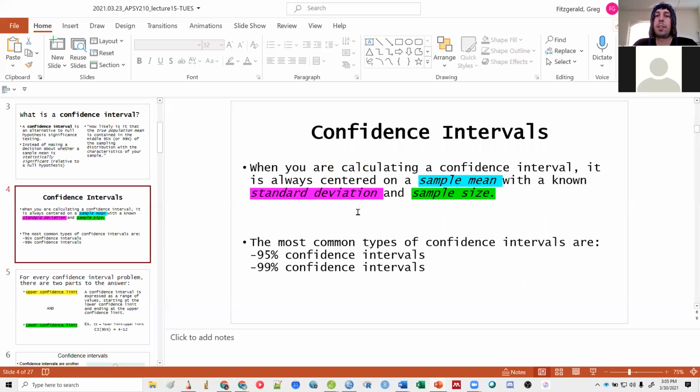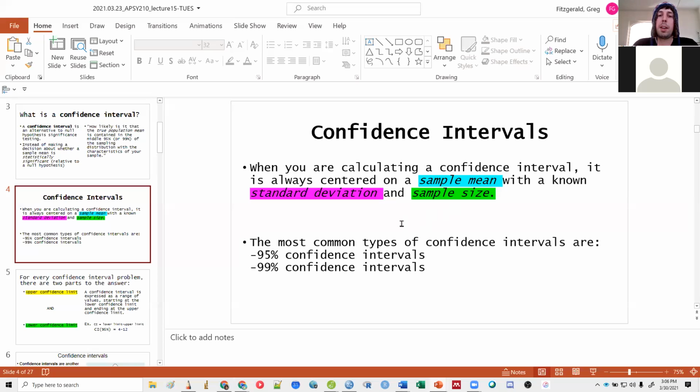But before that, just as a means of orienting you to some of the variables that go into a confidence interval problem, know that when we're creating a confidence interval, we are always going to be creating a sampling distribution that is centered on a sample mean. And so the mean of the distribution that we create is actually the sample mean, not any kind of population mean. And for the sake of these problems, we're going to assume that the standard deviation of the population is known, and the sample size is just something we know.